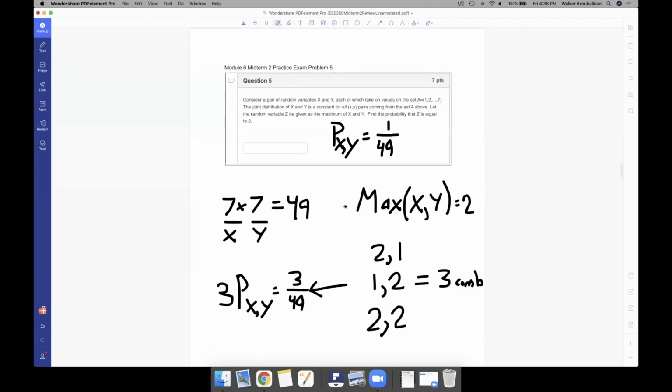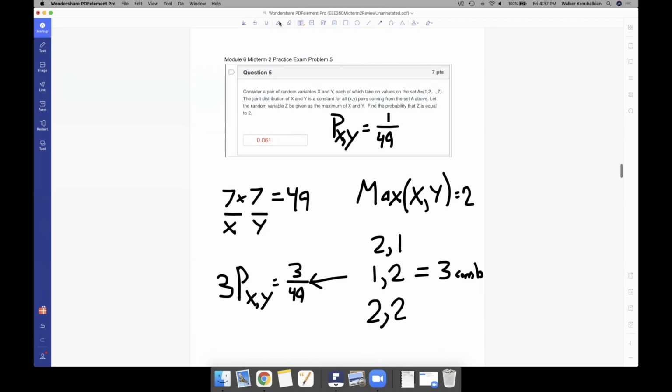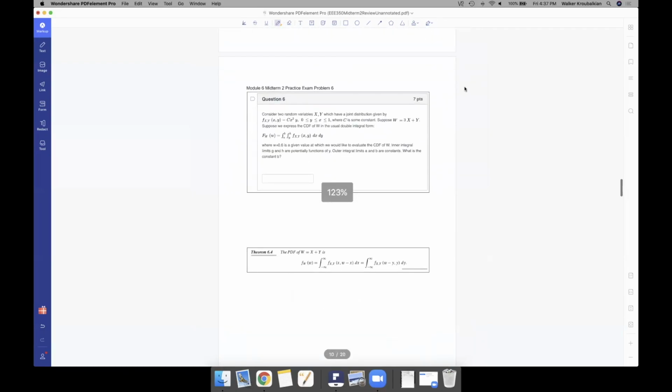And let me get out my calculator, because you have to enter this as a decimal. 3 divided by 49 is 0.061. So yeah, this is definitely one of the simpler problems. In general, whenever you're dealing with a uniform random variable, one where every possible combination has the same likelihood, you just find the total number of combinations and divide 1 by that number, right? So, yeah. All right, on to problem 6.